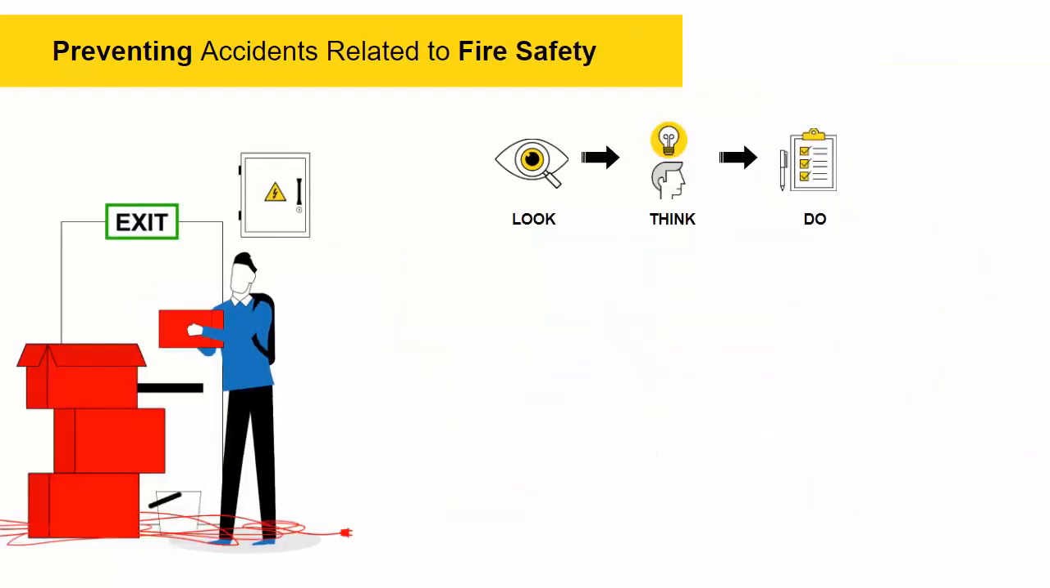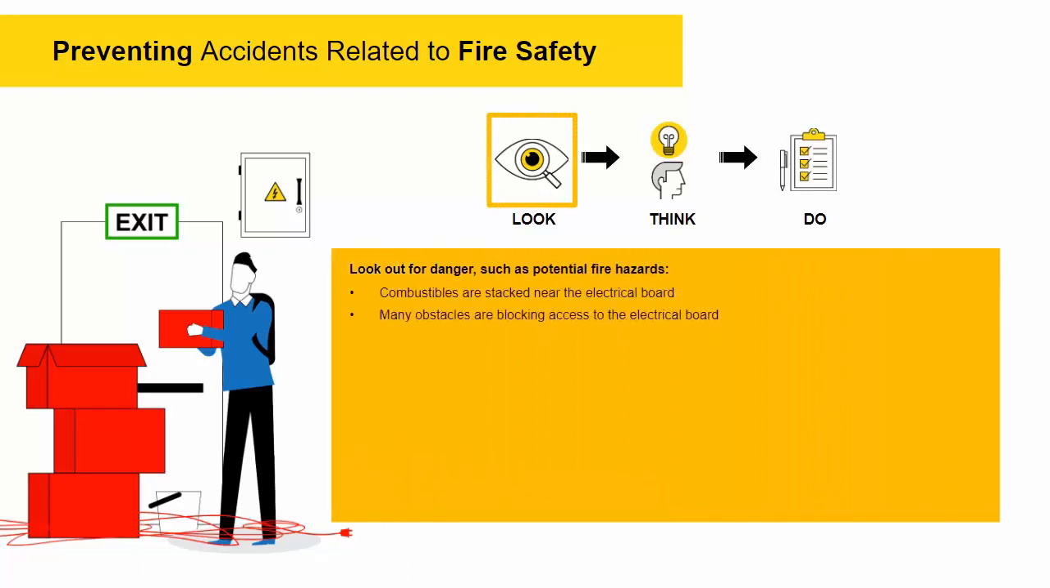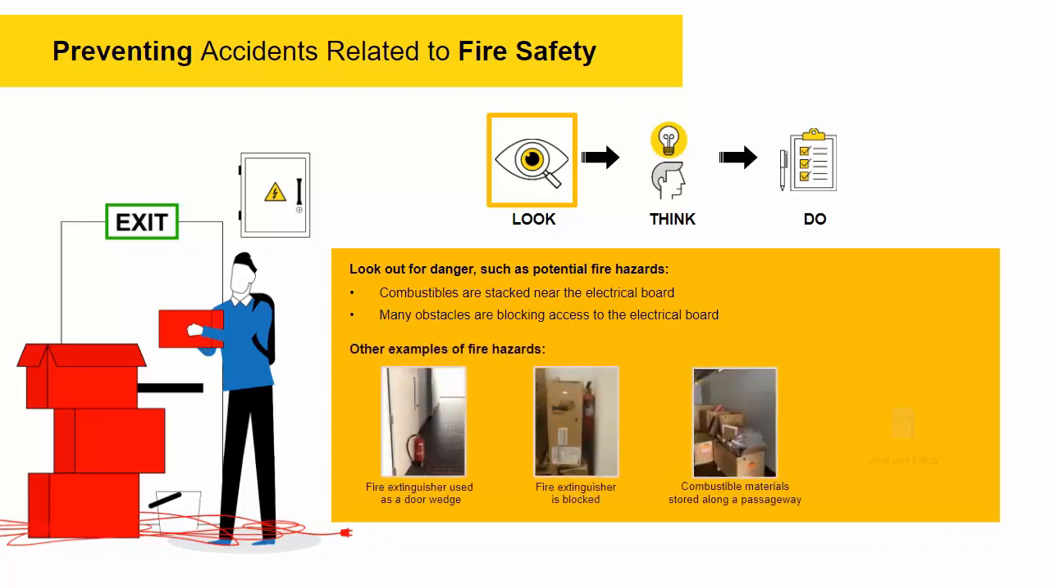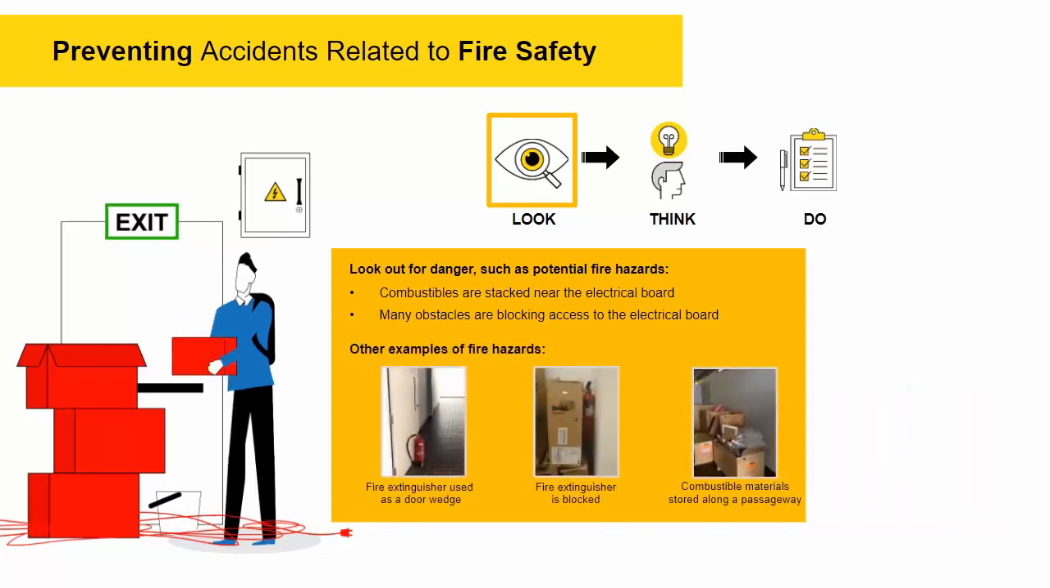Steve helps out at the sports club office a few times a week. Look at the state of the office. What can Steve do to prevent himself from having accidents while working here? First, he should look for potential fire hazards that are likely to compromise safety. The main danger is the clutter lying around the electrical board, which could cause a fire or prevent access to firefighting in an emergency. He can also look out for other fire hazards, as shown here.